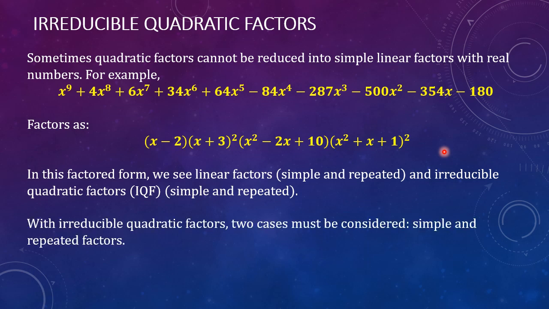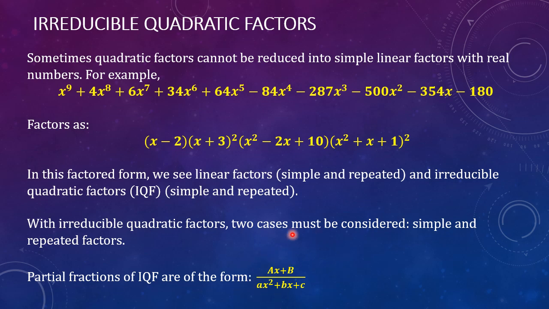With irreducible quadratic factors, two cases must be considered, just like we did before, both the simple and repeated factors. FYI, partial fractions of IQF, or irreducible quadratic factors, are of the form ax plus b over the quadratic. So it's not just a simple coefficient over the quadratic, it's actually a binomial of a coefficient times x plus another coefficient or constant. So again, this is important to recognize that irreducible quadratic factors have a different numerator when we're solving them for partial fractions.